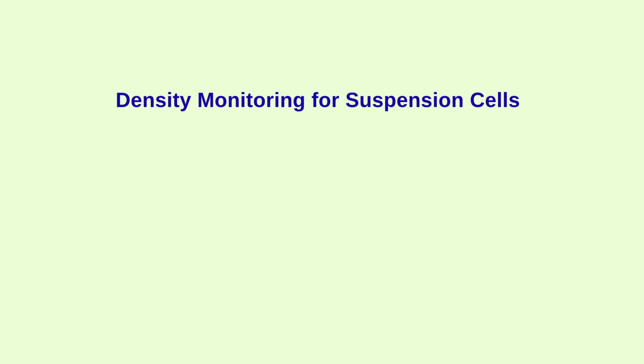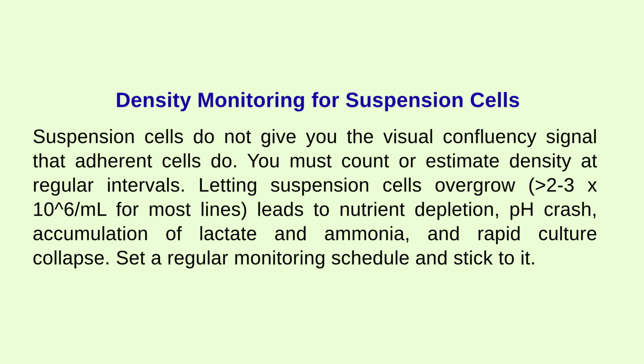Density monitoring for suspension cells. Suspension cells do not give you the visual confluency signal that adherent cells do. You must count or estimate density at regular intervals. Letting suspension cells overgrow, greater than 2 to 3 x 10^6 per milliliter for most lines, leads to nutrient depletion, pH crash, accumulation of lactate and ammonia, and rapid culture collapse. Set a regular monitoring schedule and stick to it.